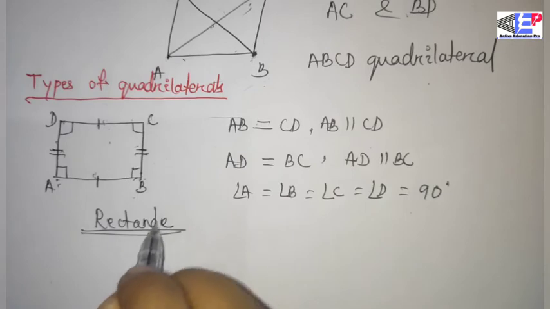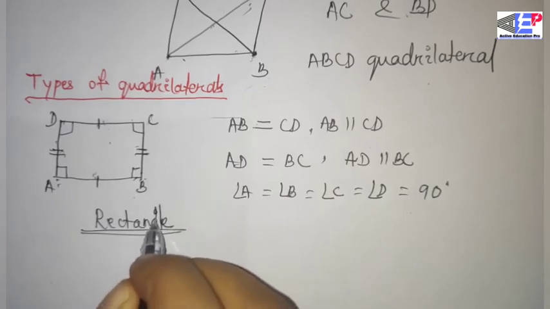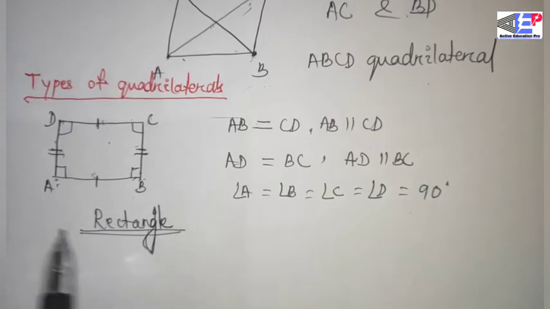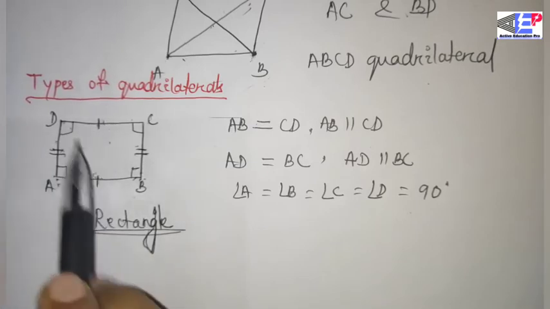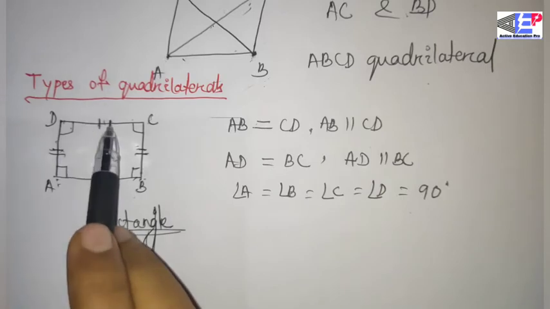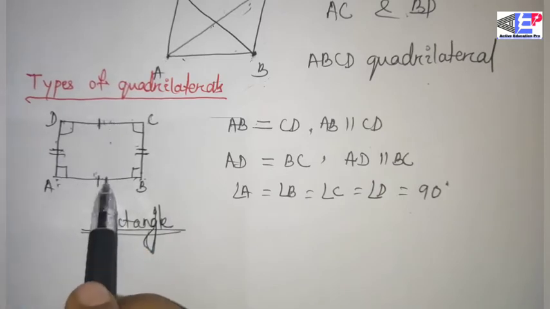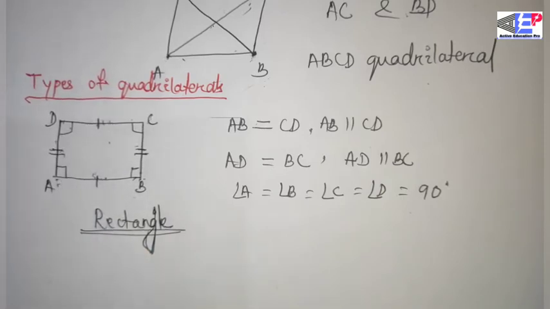The name is rectangle. Rectangle means it is a quadrilateral having opposite sides the same in length and parallel, and each angle is of 90 degrees.